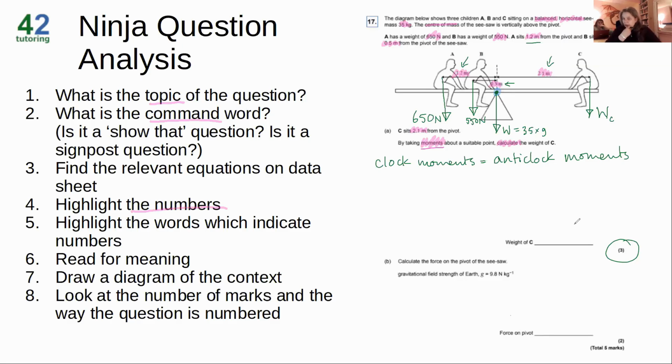What pivot point should we use? I mean, it's pretty clear here, because there's a pivot. It's pretty clear what we should use. Okay, so I think that we should pivot around the pivot. So which of those forces gives a clockwise moment about my pivot? Which force? Yeah, WC. The other ones are anti-clockwise.